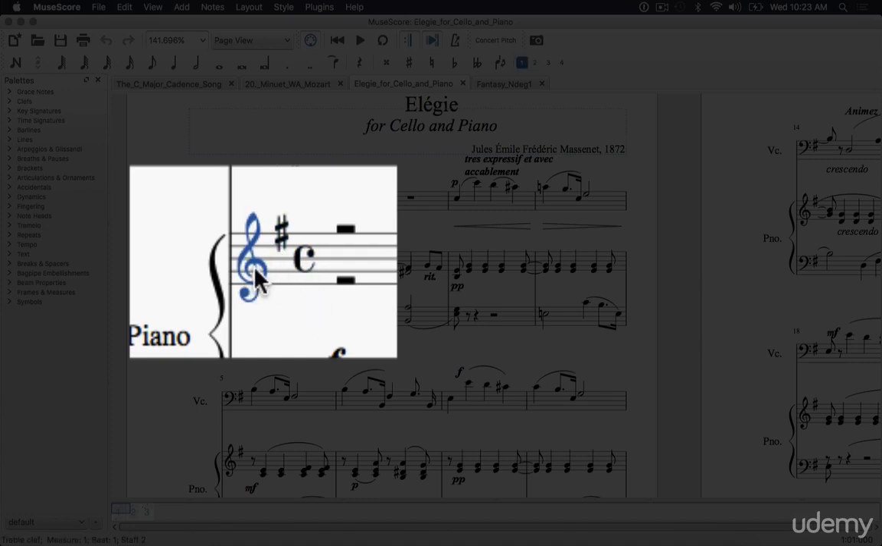Clef, key, time. So we know what the clefs are, right? The clefs tell us the general range of what's going on. The time, we know what that is too. So it says 4/4, there's 4 beats per measure, 4 quarter notes per measure, I should say. 3/4, there's 3 quarter notes per measure, etc. This one, the C, is kind of a shorthand for common time, which basically means 4/4. So it's kind of a different way to write 4/4.